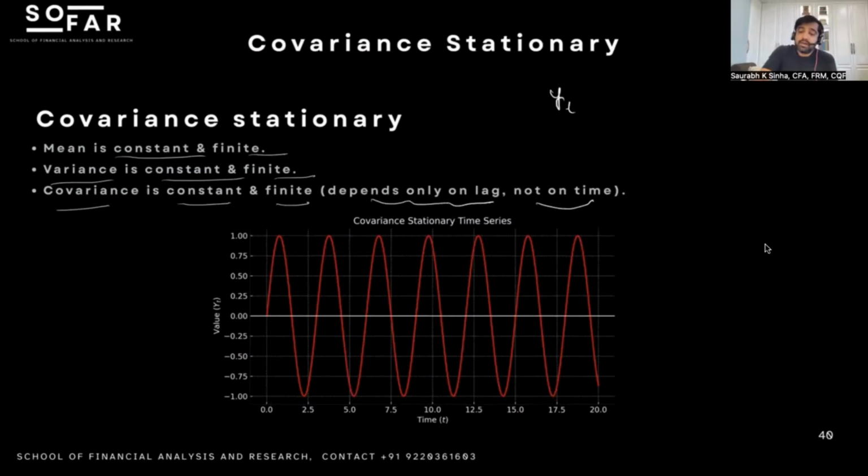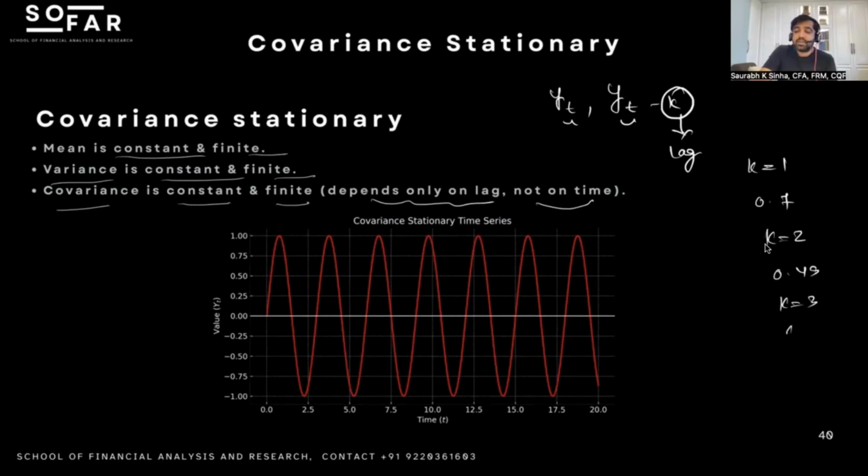Even if you remember, I have written yt and yt minus k. This t is actually irrelevant in finding the correlation. This is the k, this is the lag which tells what the correlation is going to be. If the lag is 1, the correlation was 0.7. If the lag is 2, the correlation was 0.49. If the lag is 3, the correlation is 0.2. So that is what is written.